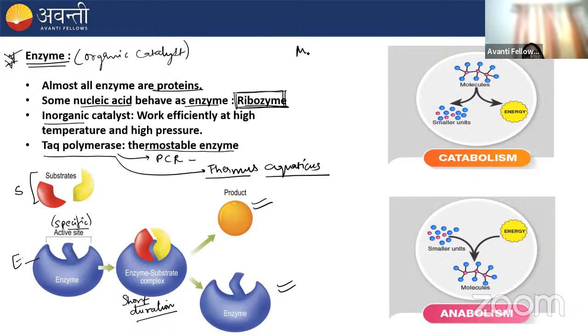Okay. And metabolism, beta. Metabolism is the sum total of all the chemical reactions which are taking place in our body, like cellular respiration or the Krebs cycle which takes place in mitochondria. The sum total of all the chemical reactions taking place in a living organism is metabolism. Metabolism is of two types: catabolism and anabolism.